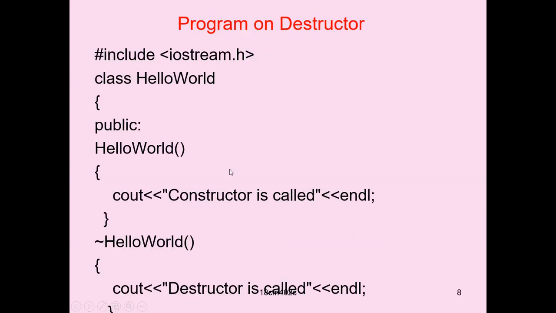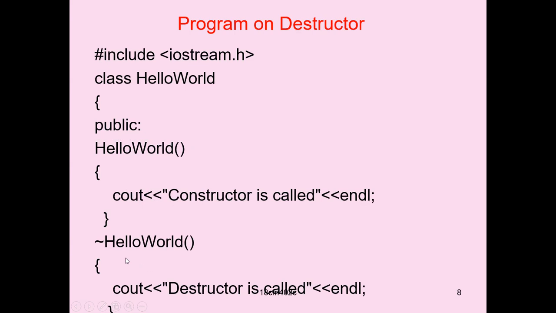And now we'll see one example program for destructor. As all of us know, normally in programming languages we start with a hello world program. So likewise here we have the class HelloWorld, and in the public section one special member function, the constructor. How can I say this is a constructor? Because the name is the same as the class name. In that I am writing only cout constructor is called.